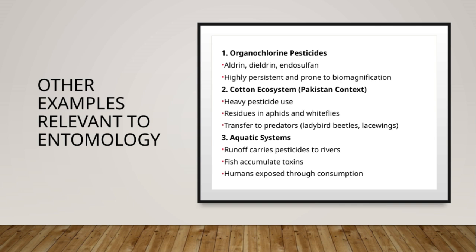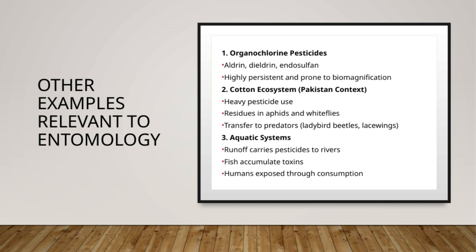Now, shifting focus to the cotton ecosystem in Pakistan, where pesticide use is quite heavy. These pesticides don't just stay on the plants. Residues can be found in aphids and whiteflies. These tiny pests can transfer the residues to their natural predators, such as ladybird beetles and lacewings, which are crucial for biological control. This illustrates how pesticide residues can move through the ecosystem, affecting beneficial insects as well.